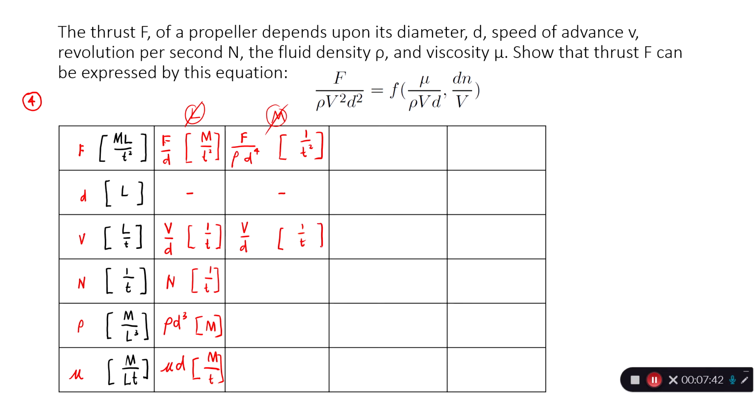1 over t. Here also is untouched. 1 over t. And this will divide by itself, so it will no longer exist. And this also you are dividing by rho d cubed. So mu d divided by rho d cubed, so you'll have mu over rho d squared. Alright, and this will have 1 over t. So finally we want to divide by t, or rather we want to get rid of t.